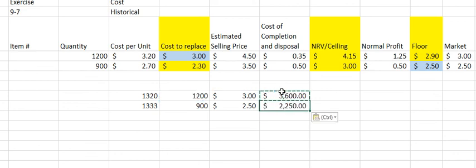That's the final ending inventory value after we've done lower of cost or market, and we saw that we took market on this because it was lower than the historical cost. And so this is what our ending inventory would look like, and this is what the problem is asking for.